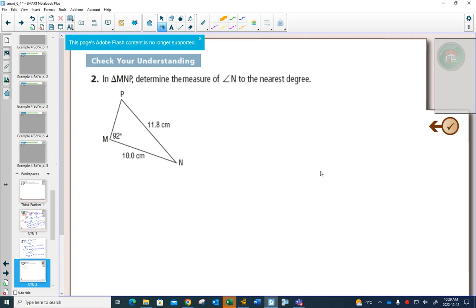So we have a triangle. It's not a right angle triangle, so we're not allowed to use SOHCAHTOA. You're also not allowed to use a squared plus b squared equals c squared. Both SOHCAHTOA and a squared plus b squared equals c squared are only true if you have a right angle triangle. So here we don't have a right angle triangle. We want to solve for angle n. So that's this angle right there.